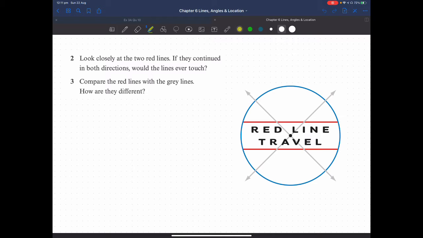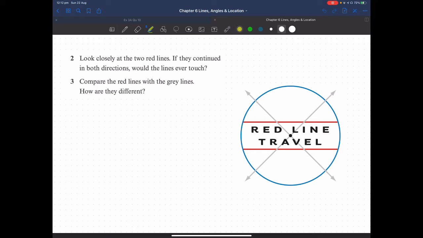In this topic, we'll be looking at lines, rays, and segments. On screen, you can see a diagram. If you look closely at the two red lines, we're asked a question. If they continued in both directions, would the lines ever touch? The answer to that is no.